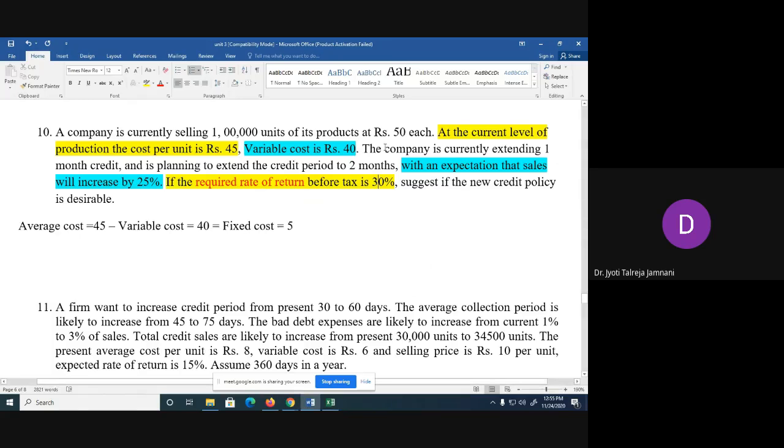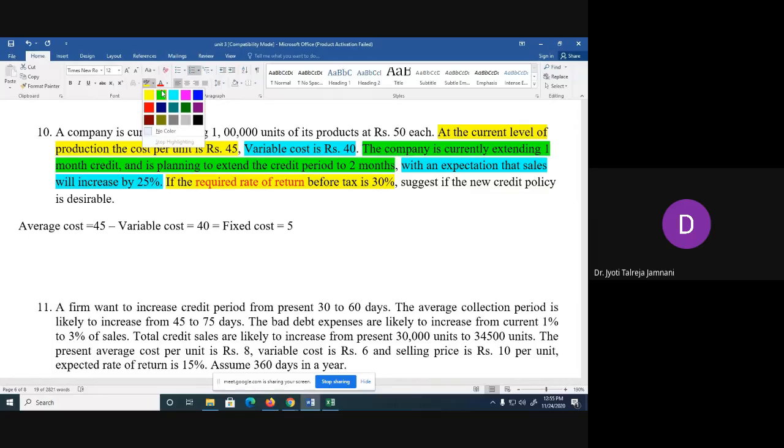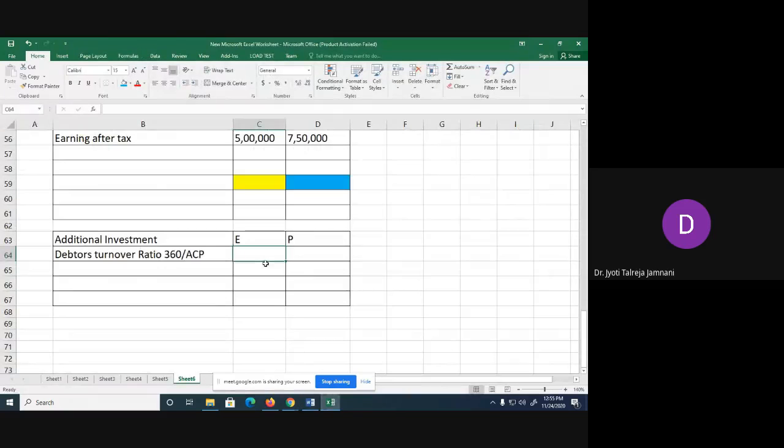For the existing, the company is currently extending 1 month credit. So existing the credit is 1 month, and it is planning to extend it to 2 months. So 1 month means how many days in a month? 30 days. We don't know which month it is, whether it is January, February or March. So 31 days, 28, 27, we are not aware. So on an average, 30 days in a month, so we'll take it as 30. Is that clear? Any doubts? Yes, ma'am.